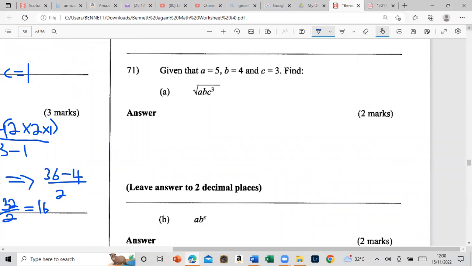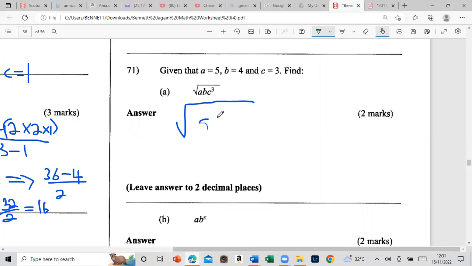Alright, so let's go. It says leave your answer to 2 decimal places, so I guess that's some decimal. It says given that a is equal to 5, b equal to 4, and c equal to 3, find the value of the square root of a times b times c cubed. Very interesting one. We're going to put everything under the square root and work out the square root part first.